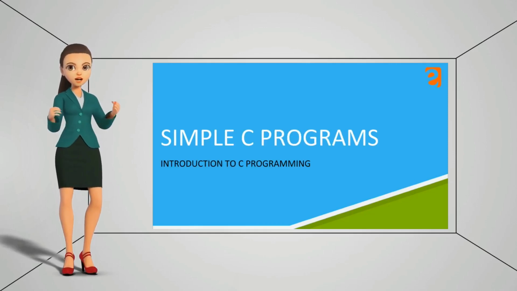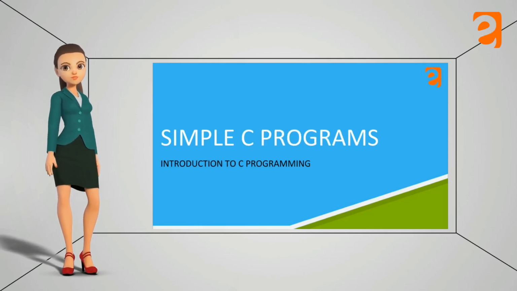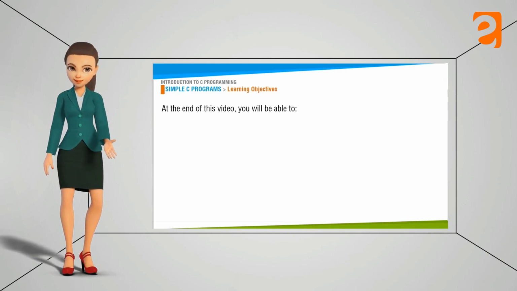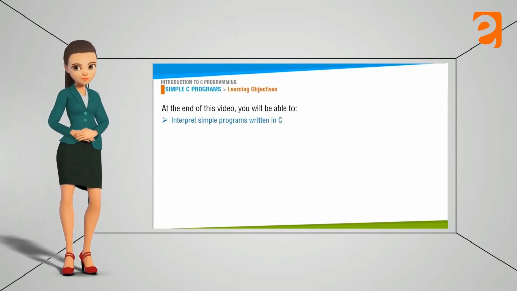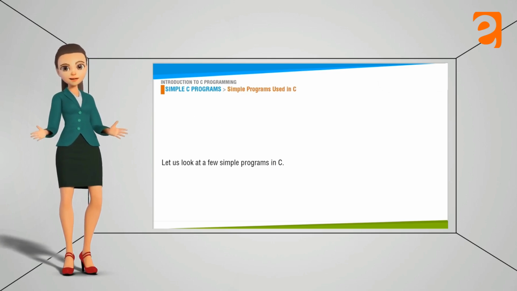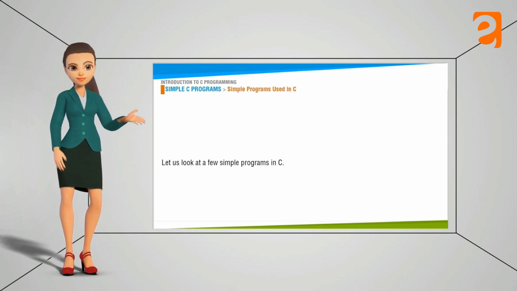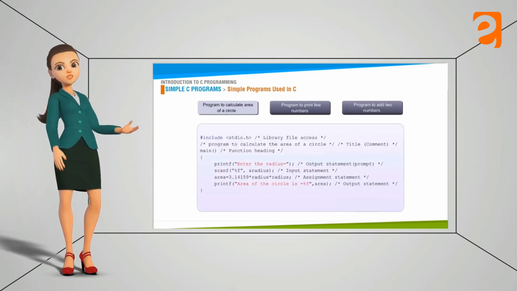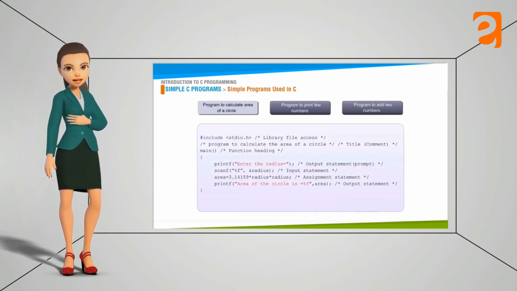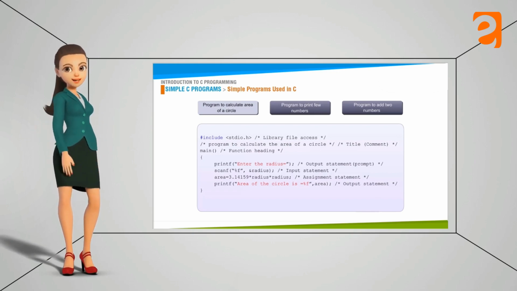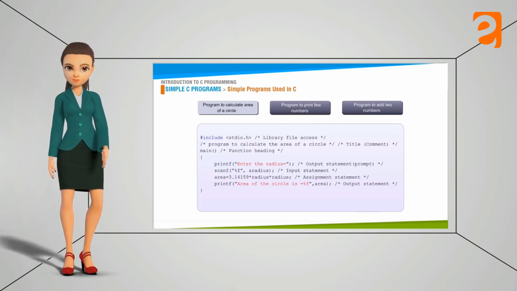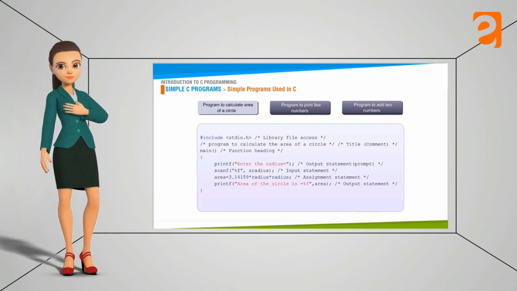Welcome to the unit on Introduction to C Programming. At the end of this video, you will be able to interpret simple programs written in C. Let us take a look at a few simple programs in C. The simple programs popular in C are a program to calculate the area of a circle, a program to print a few numbers, and a program to add two numbers.